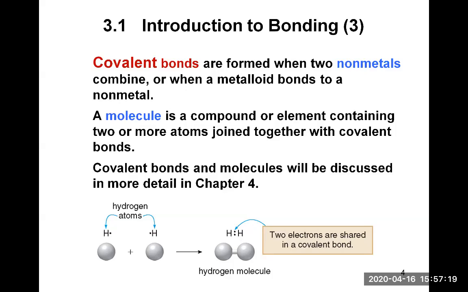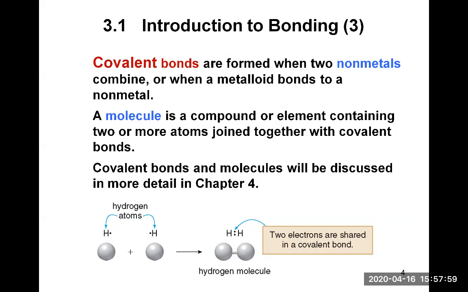Here in the example, the two hydrogen atoms each have only one electron, because hydrogen is atomic number 1 and has 1 electron. And so hydrogen is an exception. It likes to be like helium, the noble gas, and have 2 electrons in its valence shell. To get 2 electrons around it, hydrogen will need to share with another hydrogen atom, and together, by sharing their electrons, they each have 2 electrons around them, and that makes hydrogen happy.